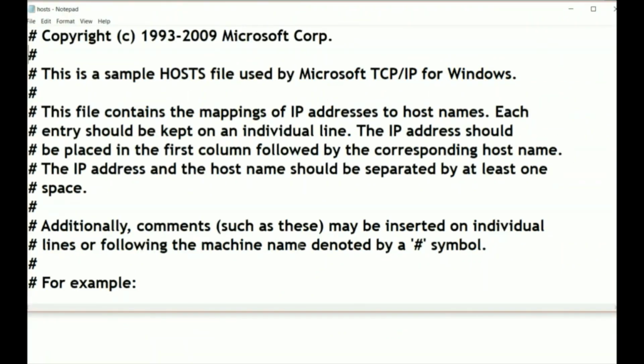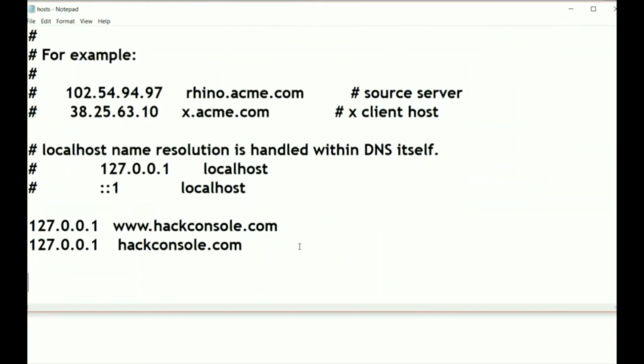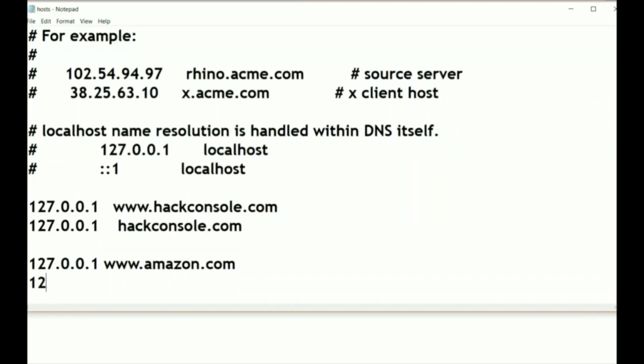Now you have to type the following content into the hosts file to block that particular website: the IP address 127.0.0.1 and a space, then the domain name. Now we are going to block Amazon, right? So amazon.com. Again you have to type 127.0.0.1, space, that particular website name, amazon.com. Okay, now go to File and click on Save.